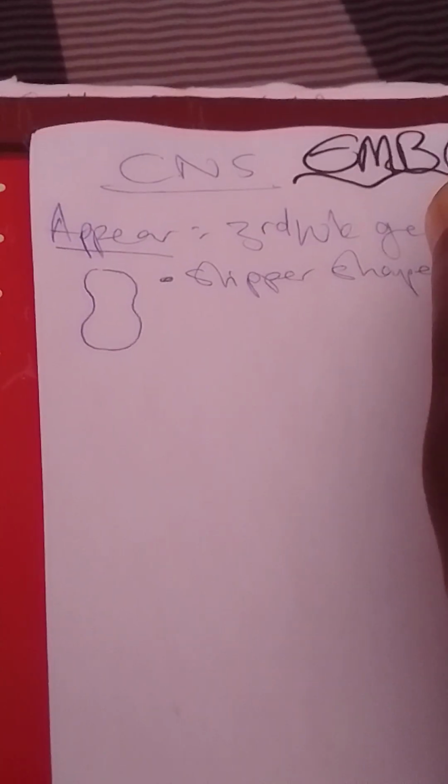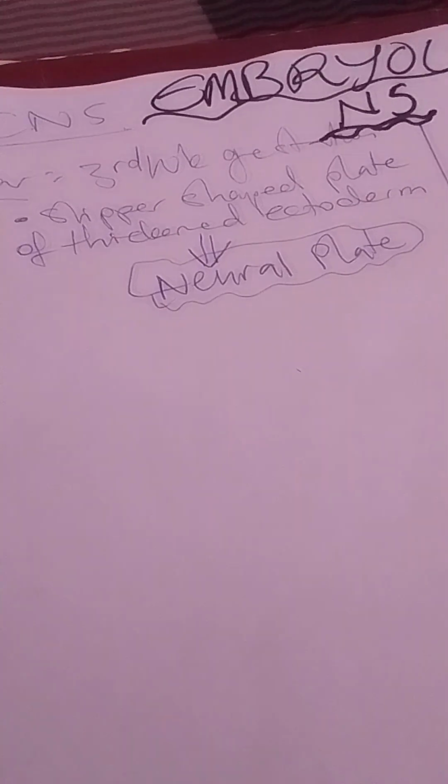It will appear slipper shaped. It will appear like a slipper shaped plate here, a slipper shaped plate of thickened ectoderm. Okay, so now that thickened ectoderm is what we are going to refer to now as the neural plate. So guys, this is very important for us to know, because it's going to help us understand the basis of a lot of things.